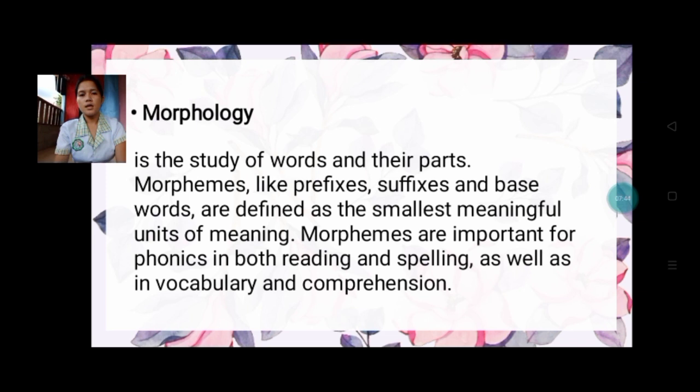And the last, morphology, is the study of words and their parts. Morphemes like prefixes, suffixes, and base words are defined as the smallest meaningful units of meaning. Morphemes are important for phonics in both reading and spelling as well as in vocabulary and comprehension. Morphology is the study of how parts of words, called morphemes, create different meaning by combining with each other or standing alone. For example, if you take the morpheme cookie and add the suffix s, you create a new word, cookies, a plural form with a slightly different meaning than the singular form.